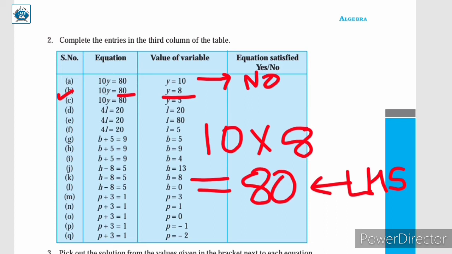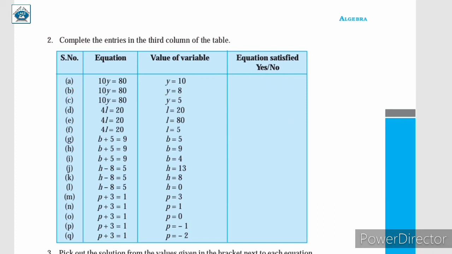So here LHS is equal to 80 and RHS is also equal to 80. That means we can say that LHS is equal to RHS. So in this case we will say that yes, the equation is satisfied. Next, in the C part, we are again given the same equation 10y is equal to 80.